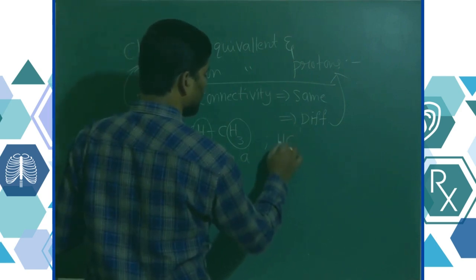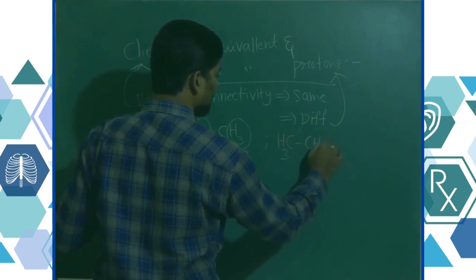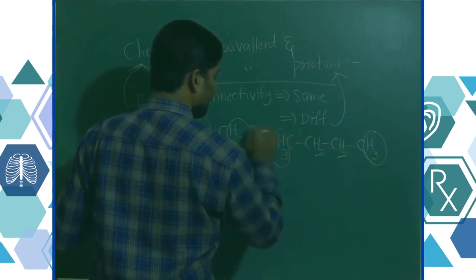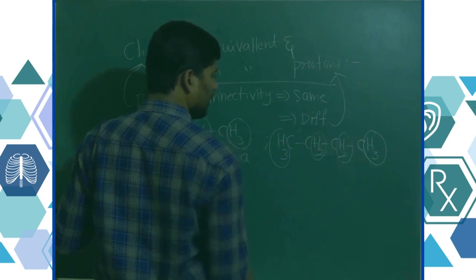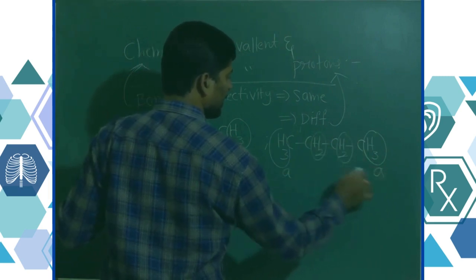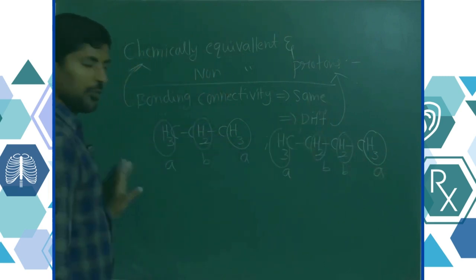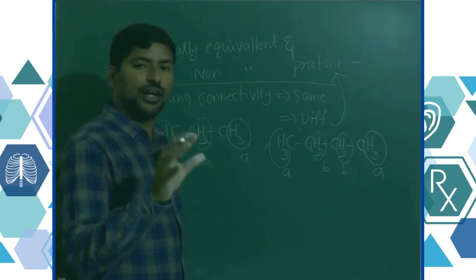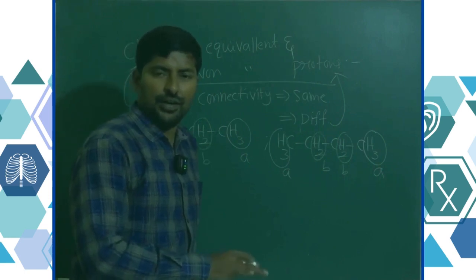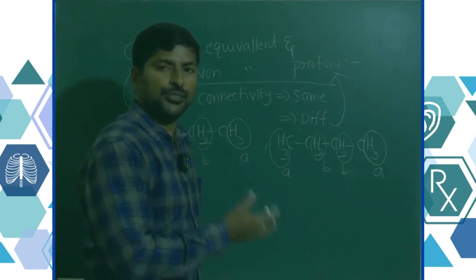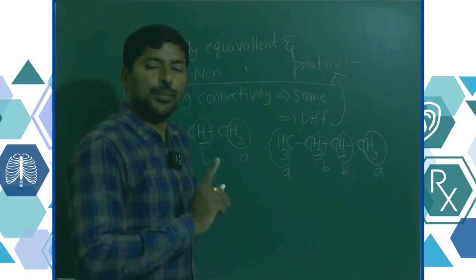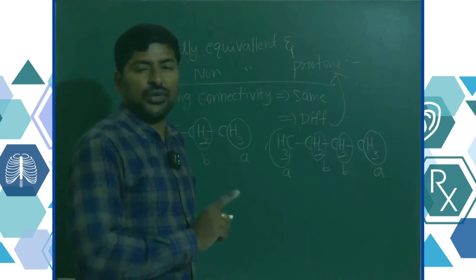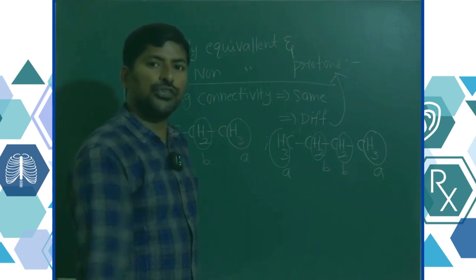For example, if you take butane similarly, CH3, CH2, CH2, CH3. These 6 are in the same environment, these 2 are in the same environment. So A, B, B. Again, 2 types of protons we have. If you take benzene, all 6 hydrogen atoms are the same. The bonding connectivity for all 6 hydrogen atoms is the same, so only one type of proton we have. If one type of proton is present, we will get one signal. If 2 types of protons are there, we will get 2 signals.